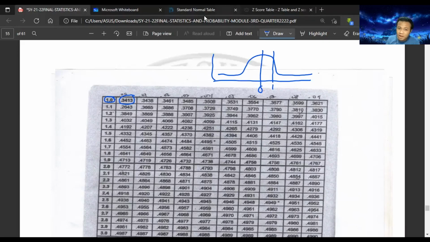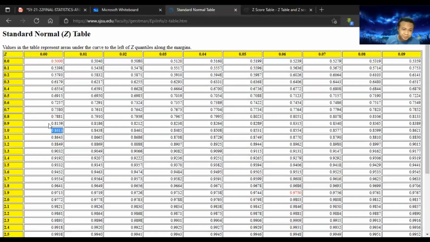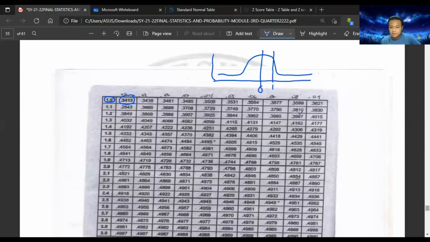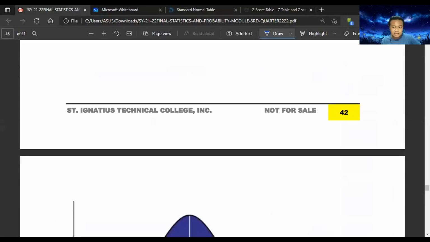With the other table, you have to subtract 0.5 from 0.8413. So whichever you use, it will give you the right answer. Just take note that if it is 0 here, the 0.5 is already subtracted. Let's move on to the next example.